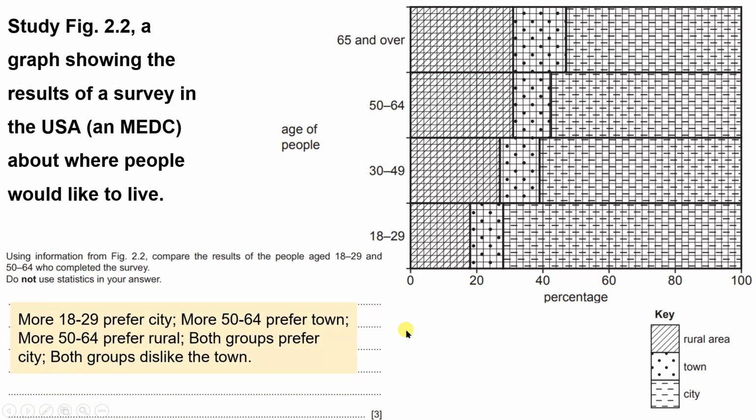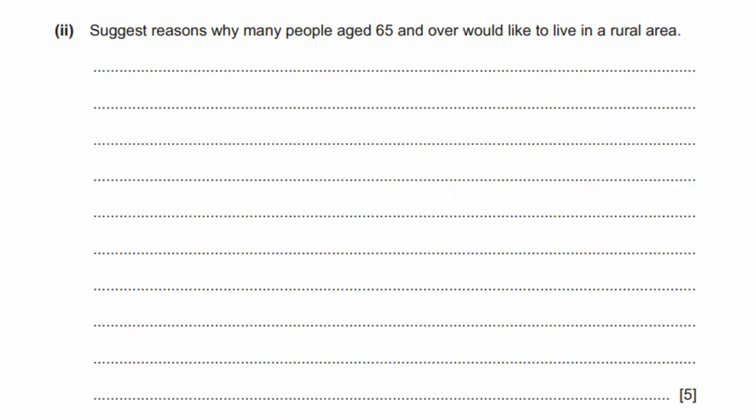So quickly you find out that's it. It's just 3 marks. So more 18 to 29 prefer city, more 50 to 64 prefer rural area, and both groups prefer the city over town, and both groups also dislike living in town. So you just need 3 major points. Questions like this are for you to just say what you can see from the graph or from the insert. Now, here is another question.